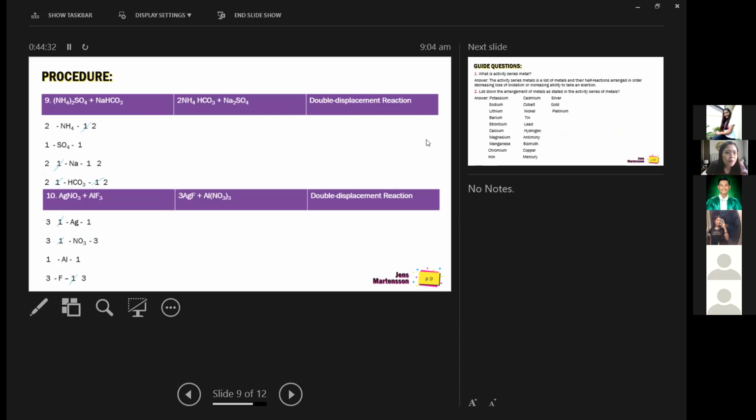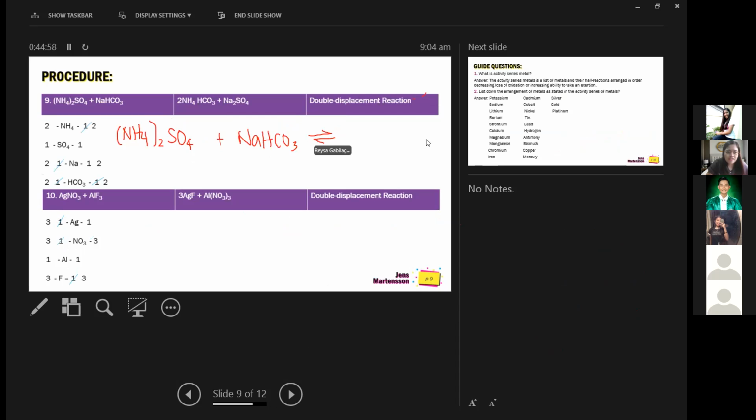So we have ammonium sulfate plus sodium carbonate. So compound plus compound pa rin. Compound plus compound. So yes, tama ito. Double displacement. Exchange tayo ng partner. So you have NH4 twice, SO4, ammonium sulfate plus sodium bicarbonate.